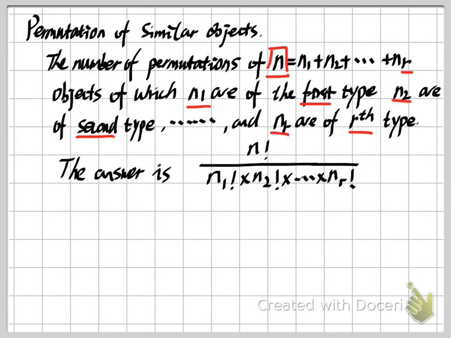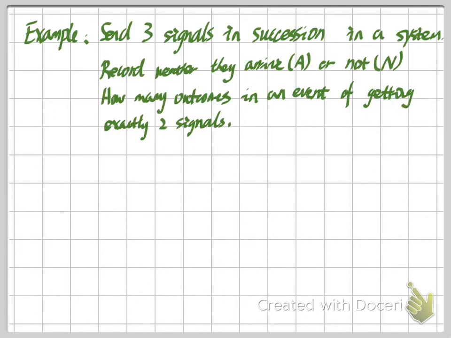Here, let me give you one example of this. This question is about the experiment we talked about in our previous lectures. We send 3 signals in succession, and then we record whether each signal arrives or not. Here we are interested in one event: we will get exactly 2 signals arriving out of the 3. So the question is, how many outcomes will we have in this event?